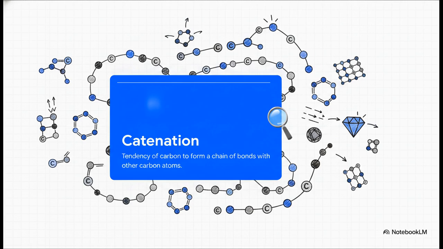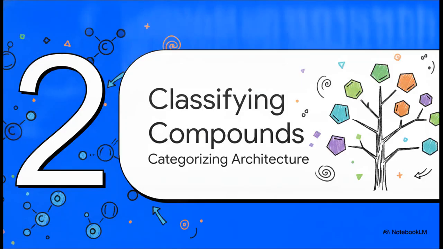This property, catenation, combined with having those 4 connection points, makes it an infinitely versatile building block. It's not just violently losing or gaining electrons like in ionic bonds. No, it shares them, building these incredibly stable, complex frameworks that literally hold our world together. Moving right along to Section 2, classifying organic compounds. Because with millions of possible carbon structures out there, we definitely need a way to categorize all this microscopic architecture.